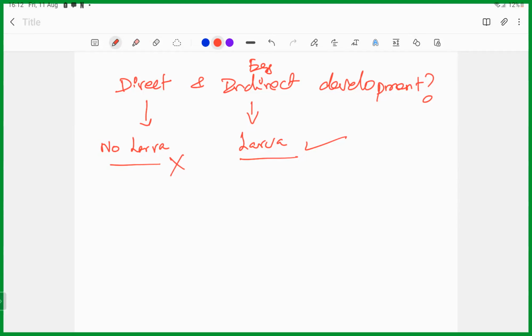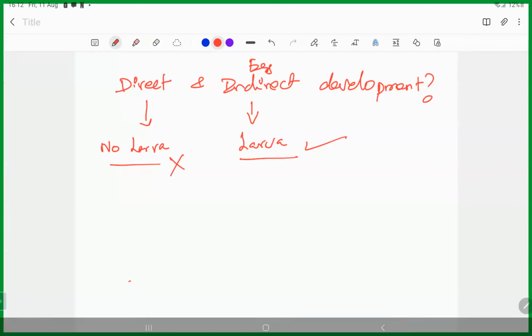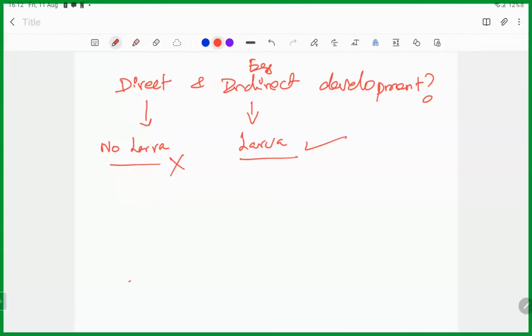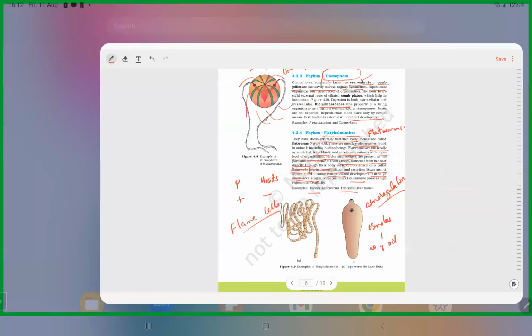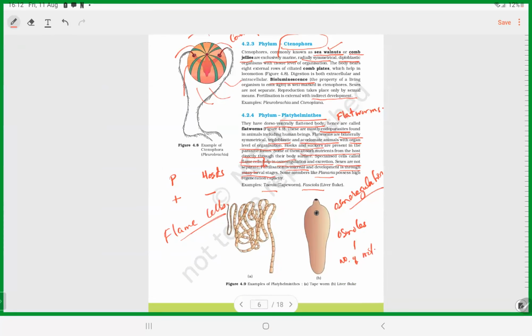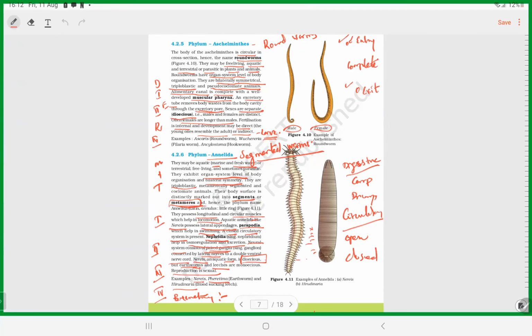It is present in Annelida, sir. I can't hear, but anyway, Annelida. Okay. In Annelida, the body segments are called what? Metameres. You can say metameres. The body segments.